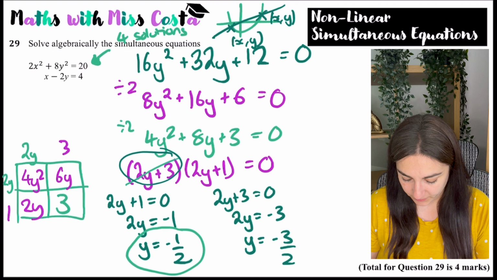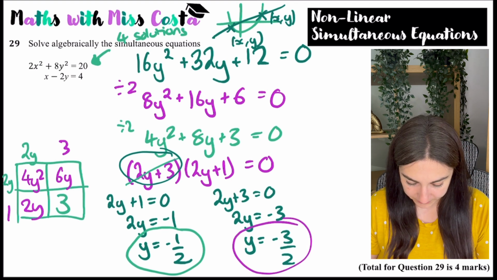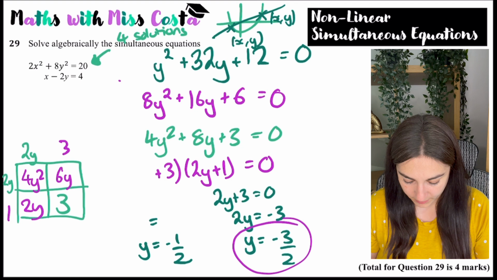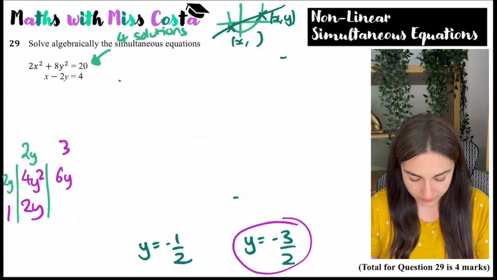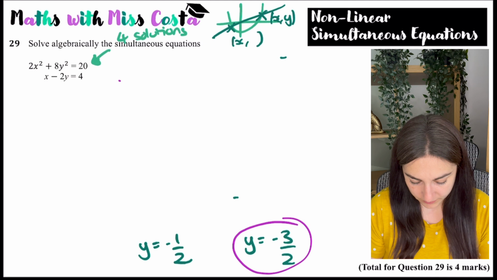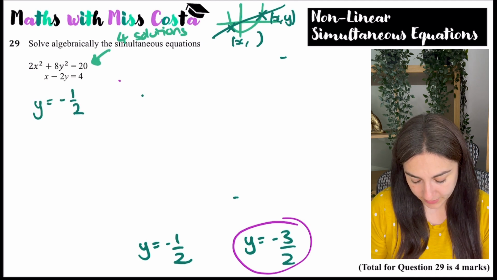Okay, so I've got those values. So let's just write them up here and get rid of all of this because I don't need it anymore. So my y value is minus a half and also minus 3 over 2.